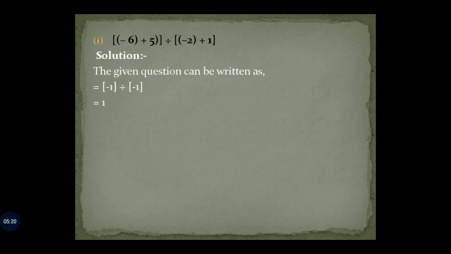Next problem, I1. Minus 6 plus of 5 divided by minus 2 plus of 1. Now in the solution we can separately evaluate both the brackets. That is, minus 6 plus 5 can be written as minus 1, divided by minus 2 plus 1, which can be written as minus 1. As you can see, both the numbers are integers with the same value and same sign. So minus 1 divided by minus 1 gives you 1, and both the negative signs got cancelled here.